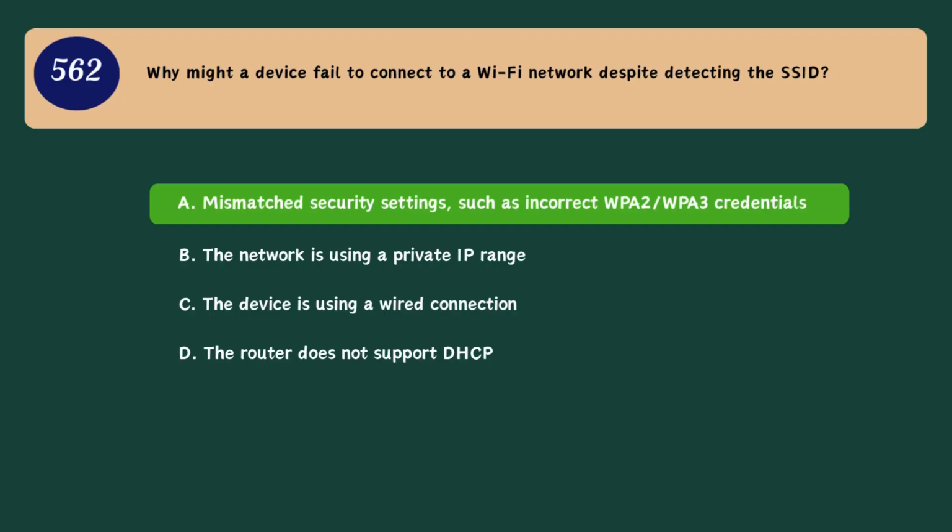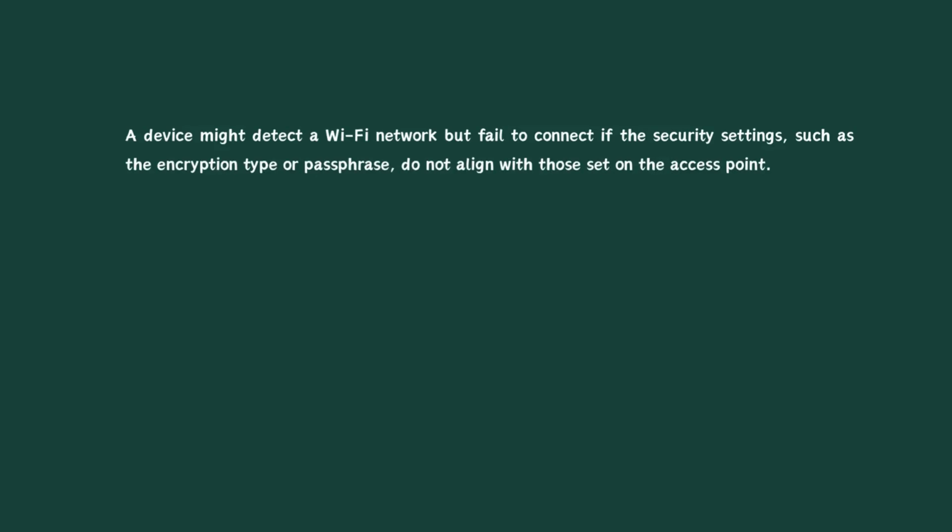Correct answer. A. Mismatched security settings, such as incorrect WPA2, WPA3 credentials. A device might detect a Wi-Fi network but fail to connect if the security settings, such as the encryption type or passphrase, do not align with those set on the access point.